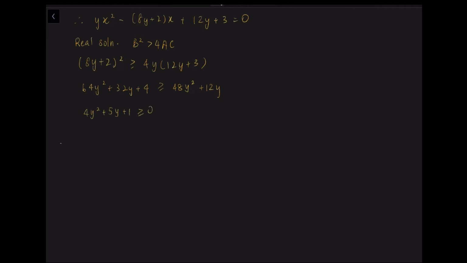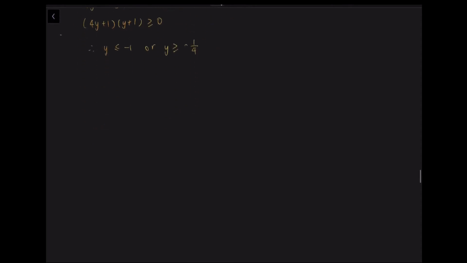And next we are going to factorize this equation and we will get (4y plus 1) times (y plus 1) is larger or equal to 0, and we know that y is smaller or equal to minus 1, or y is larger or equal to negative 1 over 4. This is the range for all real solutions. We also need to note that negative 1 and negative 1 over 4 are the respective y coordinates of the maximum and minimum point of this curve.